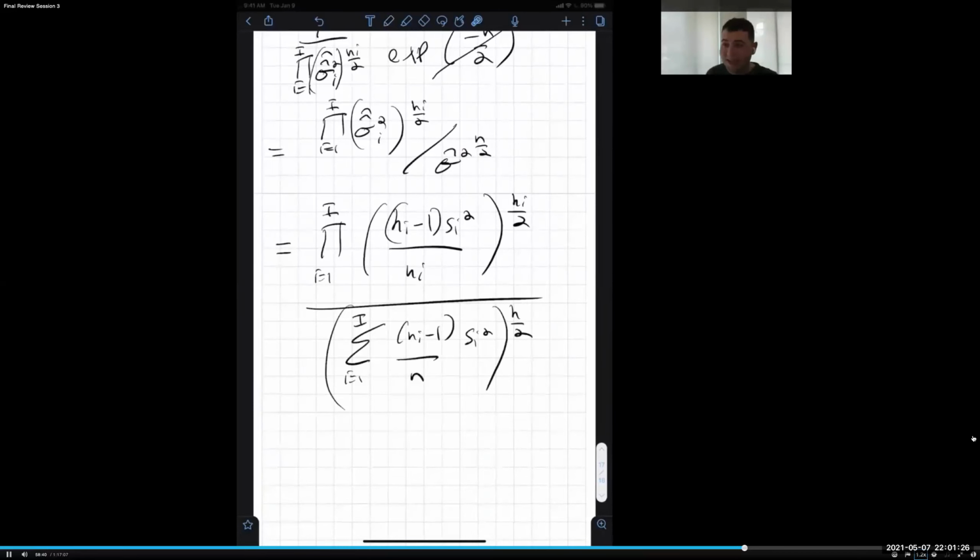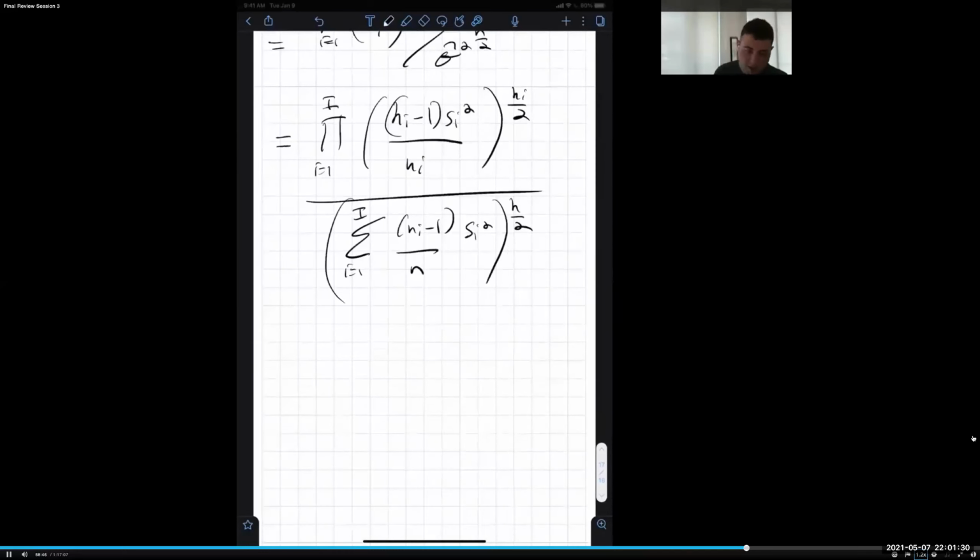The third part. So they say we assume k equals 2. So this is now part 3.